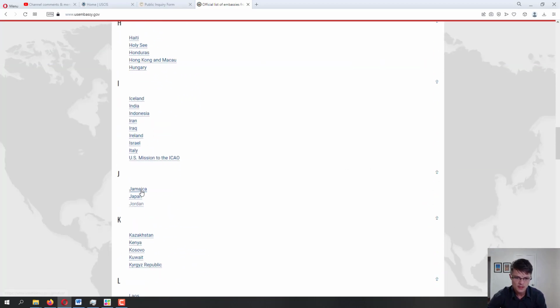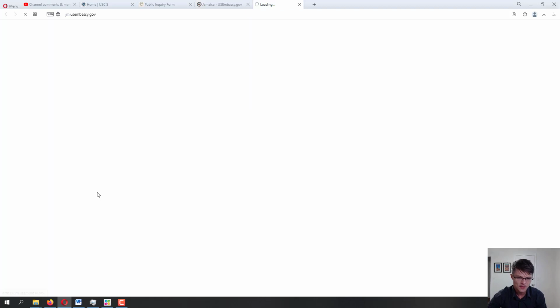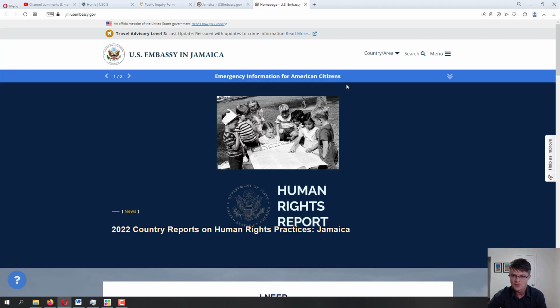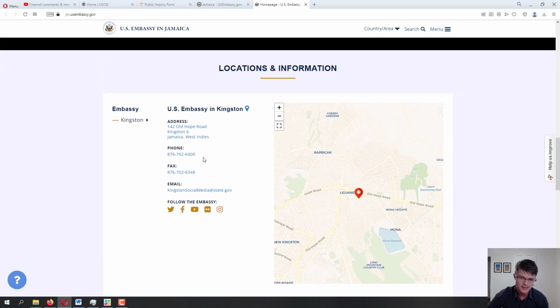Let's scroll down to Jamaica. There we go. Okay, so this is the U.S. Embassy in Kingston. Here's their phone number. Let's actually click on this first because we might get a different phone number. Sometimes they put a wrong phone number. Oh, no, it's the same phone number. Here it is. Give them a call and explain the situation.